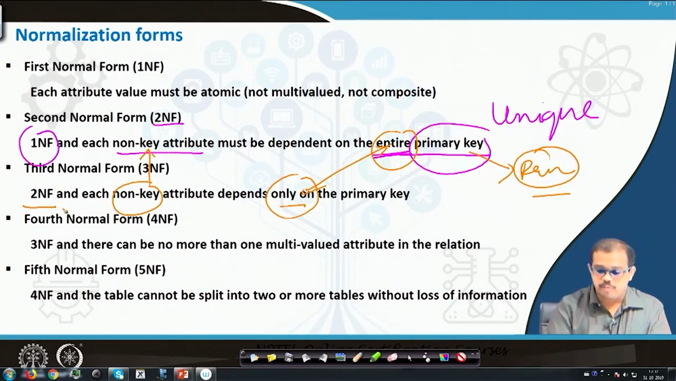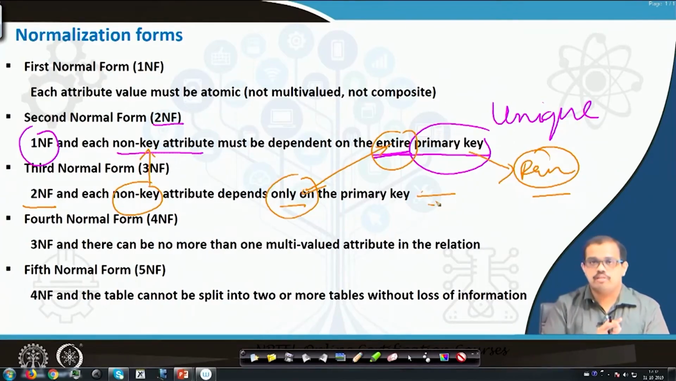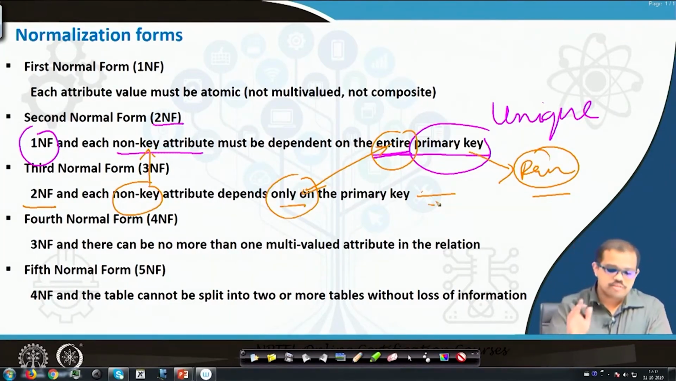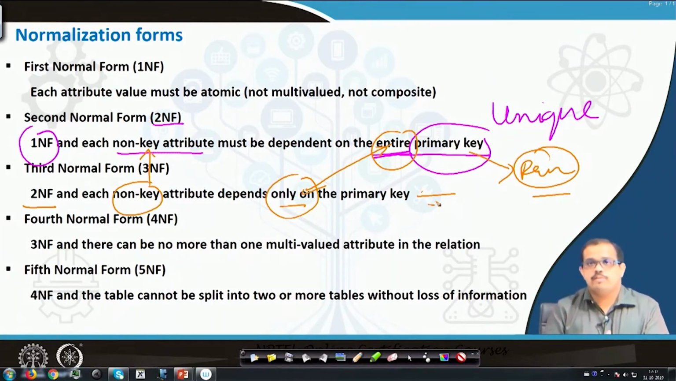But in the third normal form, it has to be dependent on the primary key only. Without dependency on the primary key, it cannot get into the third normal form. Okay. So, this is about the third normal form. Now, the next stage is fourth normal form, which means extremely organized.